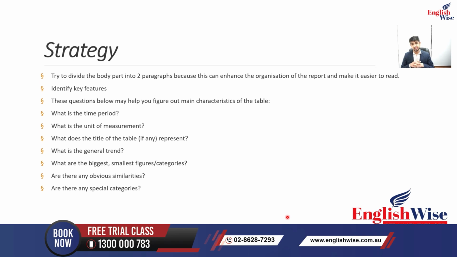What have they given in the rows and what have they given in the columns? What is the unit of measurement? Are they measuring in percentages? Are they measuring in dollars? Are they measuring in numbers? What does the title of the table tell you? What is the general trend you can see? What is increasing? What is decreasing? What is the biggest figure on the table? What is the smallest figure on the table? Are there any obvious similarities? Try to understand that and see what you can compare, and accordingly prepare a response for a table question.